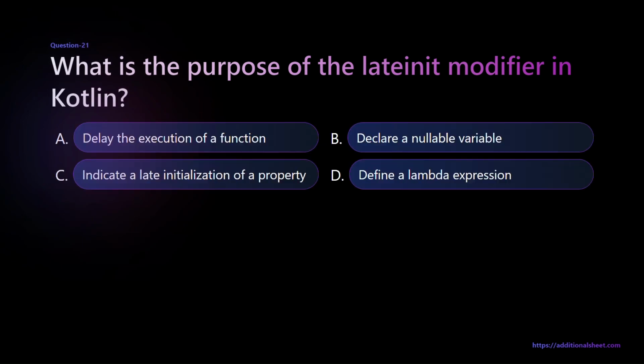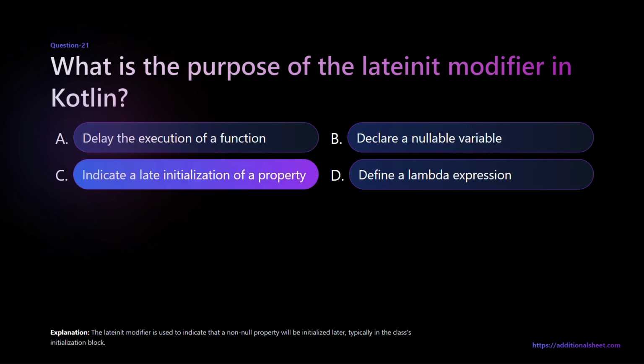What is the purpose of the lateinit modifier in Kotlin? Option A, delay the execution of a function. Option B, declare a nullable variable. Option C, indicate a late initialization of a property. Option D, define a lambda expression. The correct answer is option C, indicate a late initialization of a property.